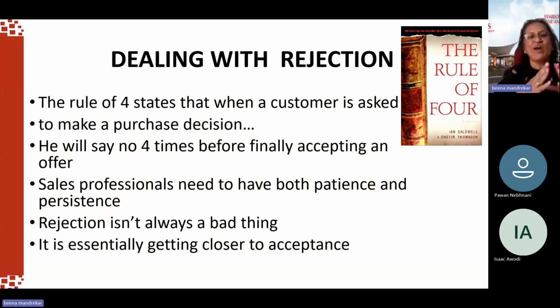So if you have 10 prospects, the first one says no, one is gone. Second one says yes, boy, the second one has said yes. Third one says no, so 2 rejections. Fourth one says no, 3 rejections. Fifth one says yes. Sixth one says no, that is 4 rejections. Out of 10, 4 are already over. So you have to tell yourself that my rule of 4 rejections are over. Now I'm only going to get a yes.